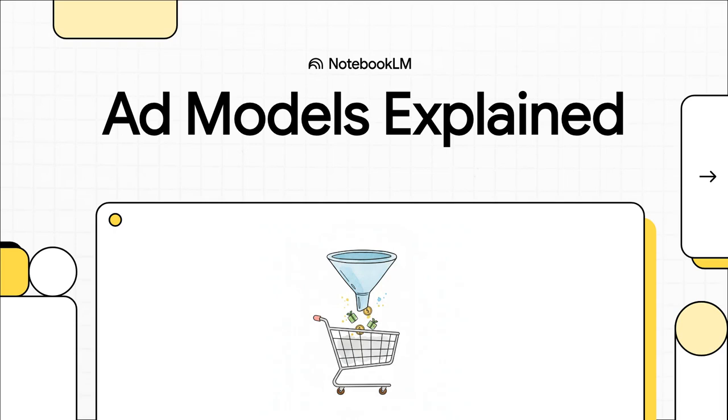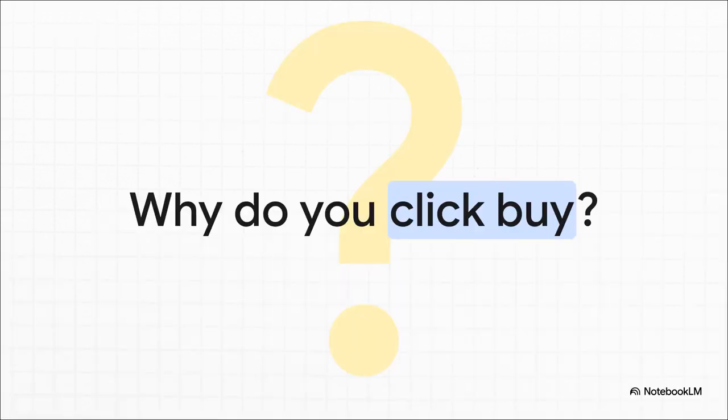So picture this. You're casually scrolling through your feed, right? Just minding your own business. Suddenly, an ad stops you in your tracks. You read the headline, you get a little curious. You literally start imagining how that exact product would fit right into your daily life. And before you even realize what's happening, boom, you're clicking buy. It feels totally spontaneous, doesn't it? But why do you actually click buy?